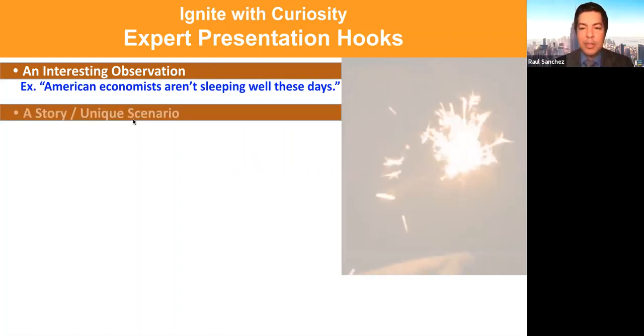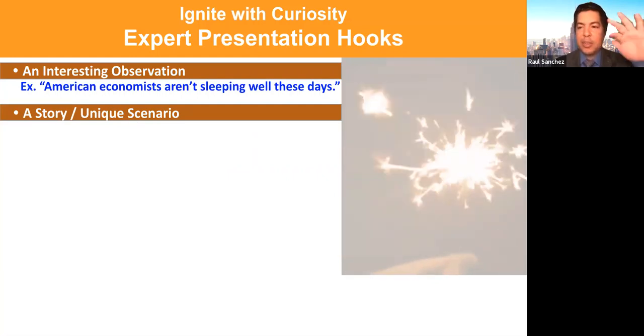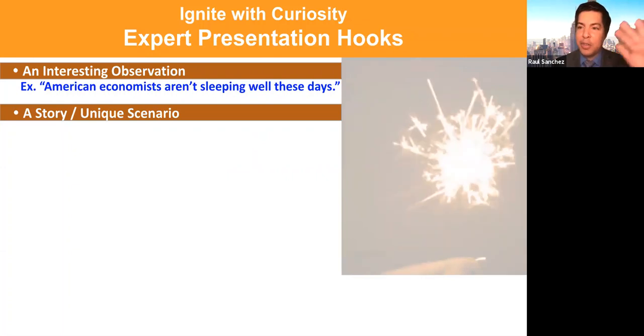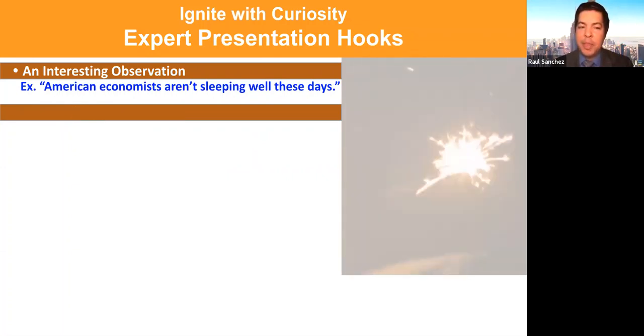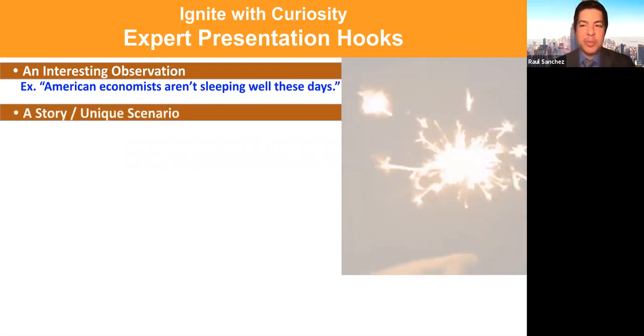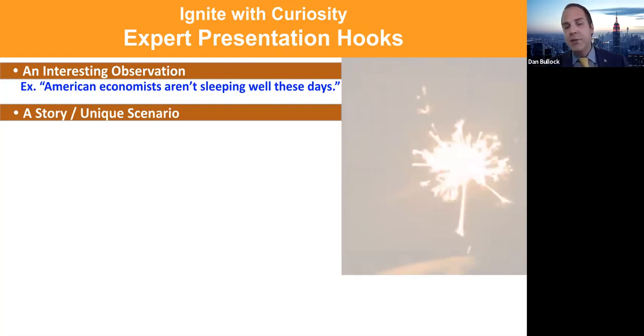Professor Sanchez. Sure. And so, with the observation hook, the idea is that the strategy is that you're pointing out an irregularity, a pattern or discovery, or a warning. That's how you can create that type of hook. And then for this one, so Professor Bullock, do you want to do this one? Sure. Okay. So a story and unique scenario.